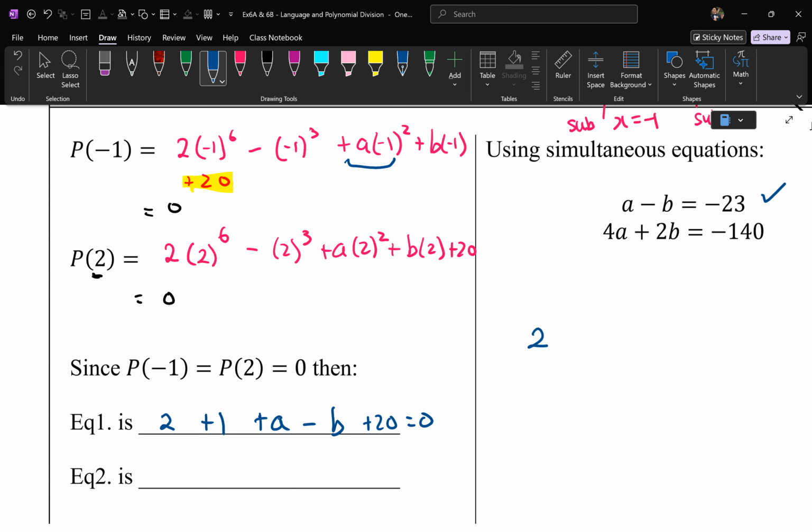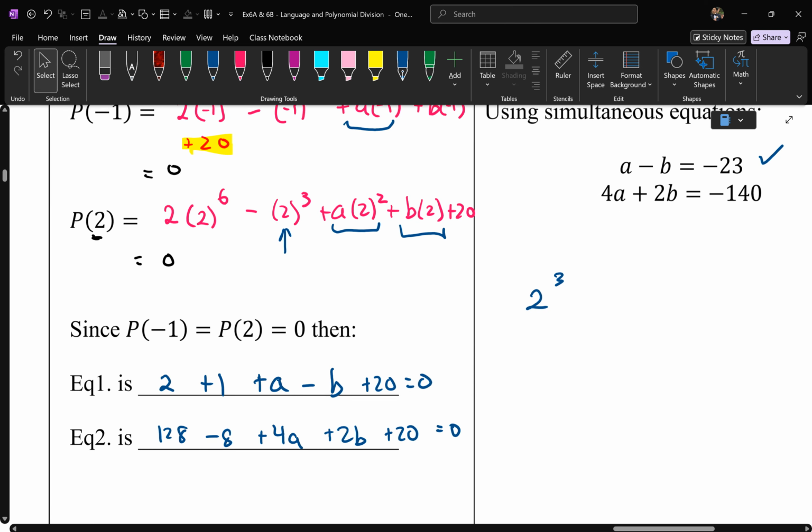Oh, wow. 2 to the power 3 we all know is 8. 64 times 2, so double 64 is 128. So there's 128. 2 cubed is minus 8. This is now plus 4a. Next one is plus 2b, plus 20, and it's all meant to equal 0 because we said if you sub in 2, it should equal 0.